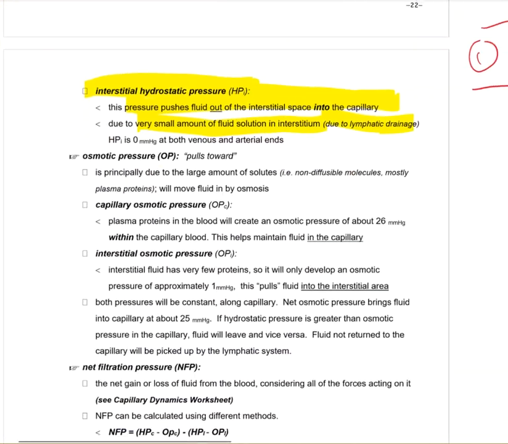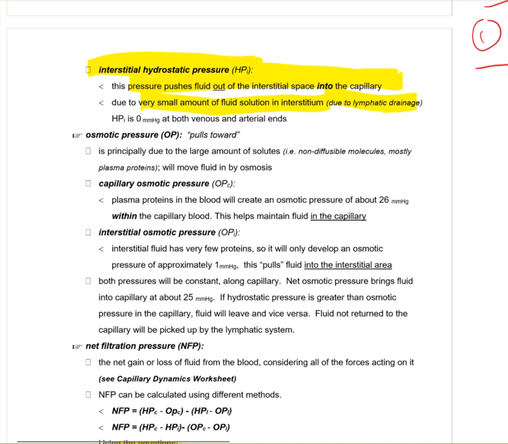And we'll talk more about the lymph system in a week when we go over that. So often it's very low, like 0 millimeters of mercury at both the venous and arterial ends. It doesn't have to be that, but it's often due to that. Okay, and this is due to lymphatic drainage. Now, osmotic pressure is pulling towards. It's due to a large amount of solutes, and that fluid will move towards those solutes.